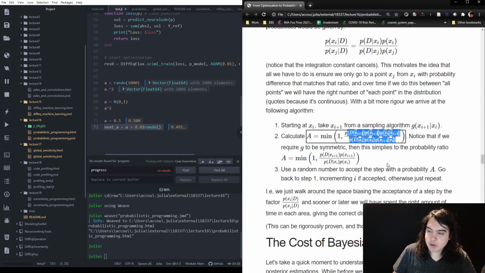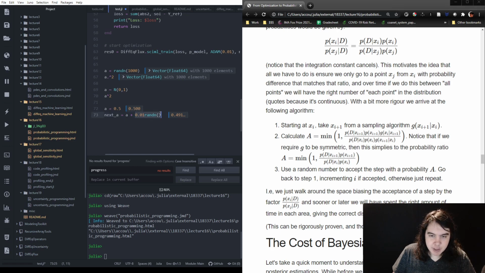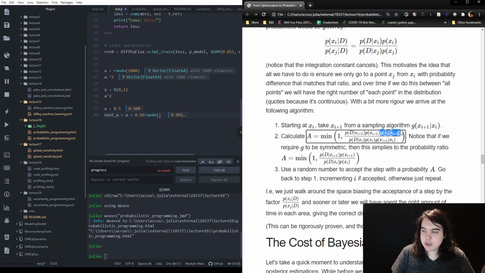This simplifies quite a bit, right? If our G is symmetric, so if we have a symmetric distribution function, which means that we center it around our point, and the probability of seeing the next data given the last one is the same as flipping those around, which is a nice assumption to make, then in this ratio you can discard the sampling point. So that's just a simplification to get us to: A is either the ratio of these probabilities or it's 1.